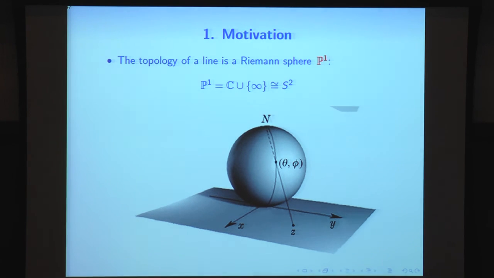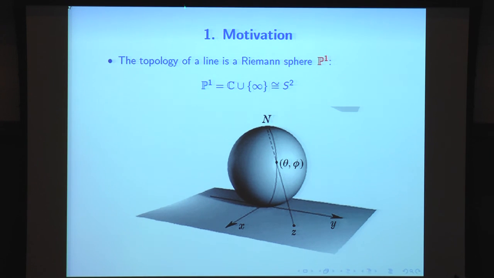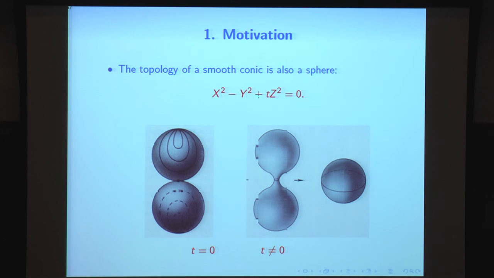For example, in the complex case, we know the topology of a line is a Riemann surface. This is why it is a Riemann surface. So using the same method, we consider the topology of a smooth conic. A smooth conic is projectively equivalent to this conic. If t is zero, this means two lines, so the topology is two spheres. If we let t tend from zero to a non-zero number, we can get the deformation of the graph.